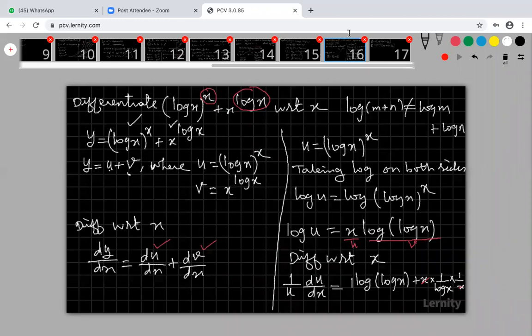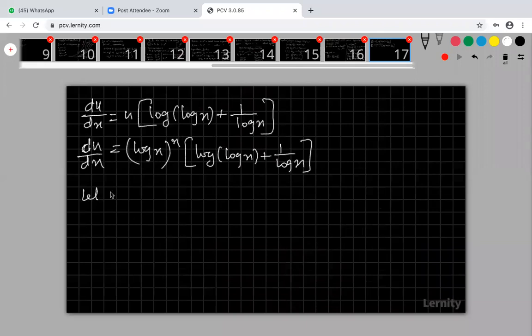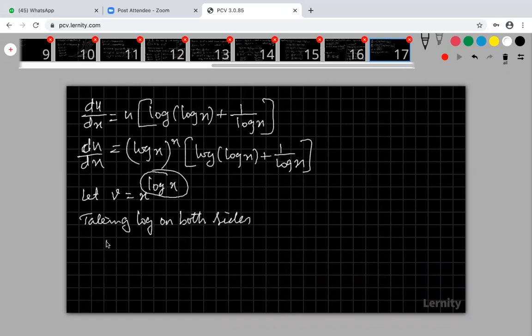So therefore, let my v be equal to x power log x. Here also the power has some x function. If the power has a function of x, you have to take log on both sides. Apply logarithmic differentiation. Taking log on both sides, log v equals log of x power log x. So this is nothing but log x into log x. Okay, so this is my log v.